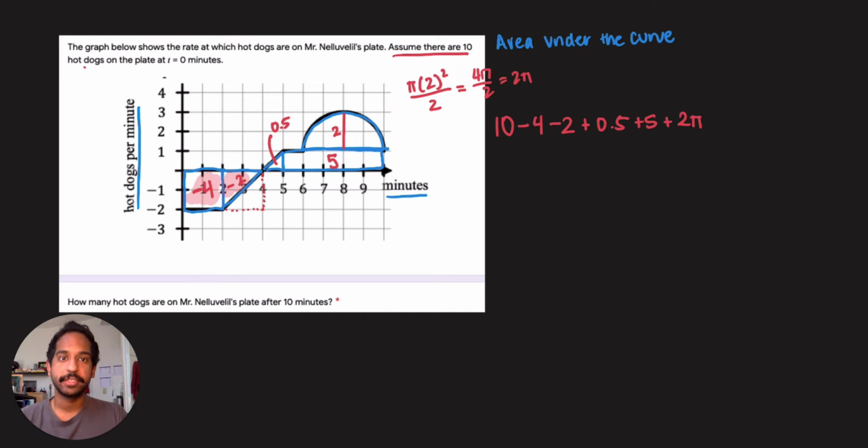10 minus 4 is 6, minus 2 is 4, plus 0.5 is 4.5, plus 5 is 9.5. So we get 9.5 plus 2 pi hot dogs.